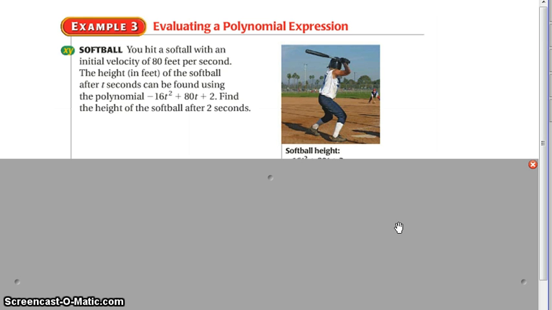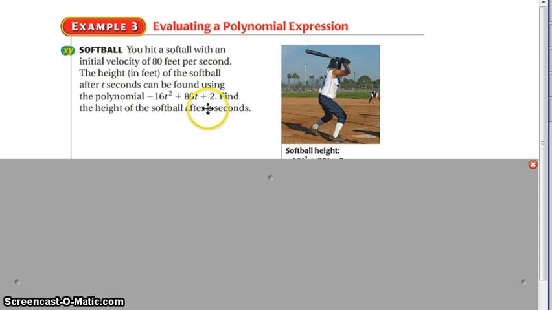Negative 16t squared plus vt plus s. But they actually give you everything filled in. So it says you hit a softball with an initial velocity of 80 feet per second. So look at the 80 is in the expression. The height of the softball after t seconds can be found using this polynomial. Find the height of the softball after 2 seconds. So t is the time it's been flying in the air, right? And so find the height after 2 seconds. So what do we do? Plug it in. We just plug in 2. And then step by step simplify your expression.